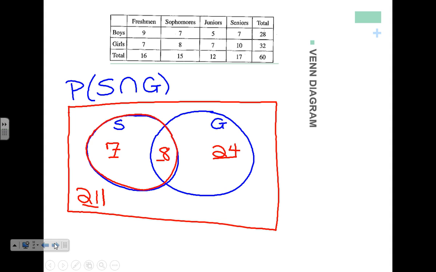So who are these people here? These 21 people would be the people who are not sophomores or girls, or neither. Not sophomores or girls would be 21 over 60. And that makes a lot of sense when we look at the 39 over 60 we got previously. That should add up to 100% of the people. Okay, stop the video here.